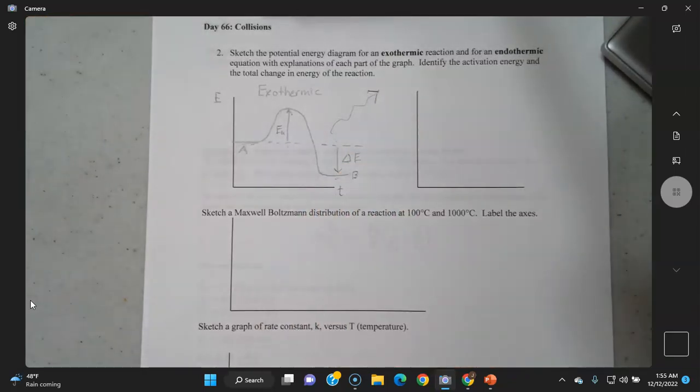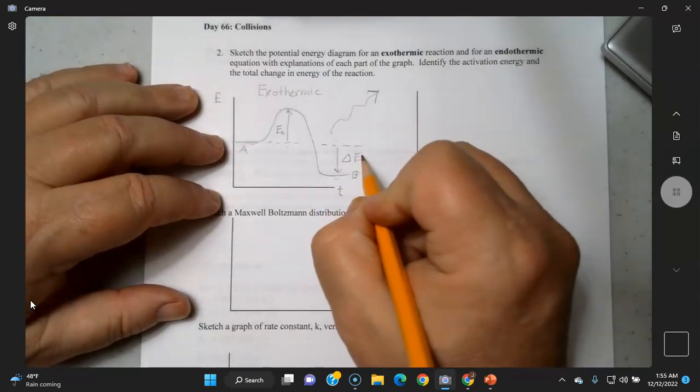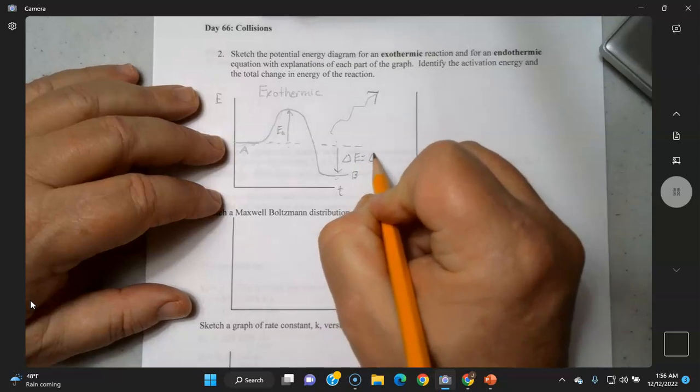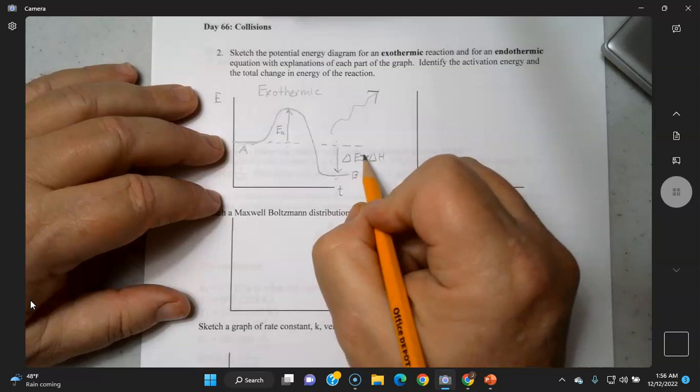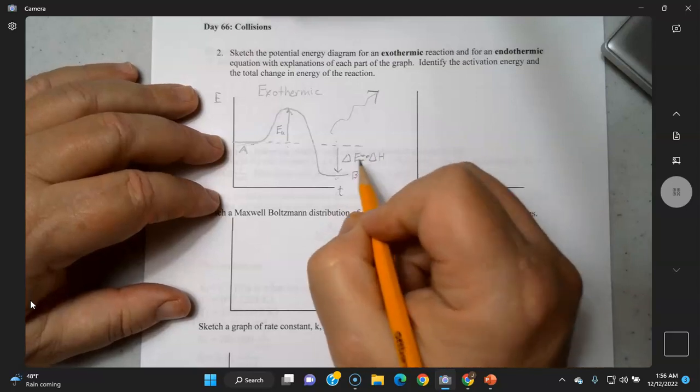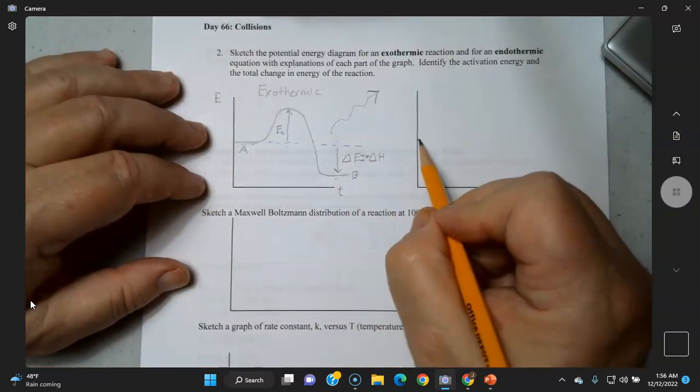Energy comes out of the reaction in the form of heat or enthalpy. Okay, delta E in this case is delta H. And it's negative because it's coming out. So that's a negative enthalpy right there. Okay? All right. If it's endothermic, we could start here.